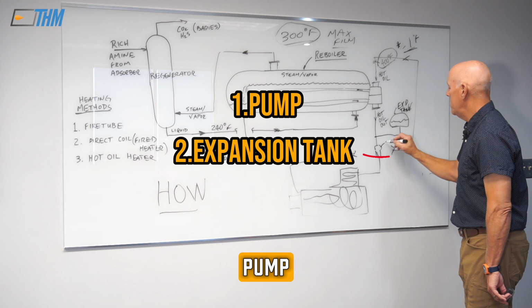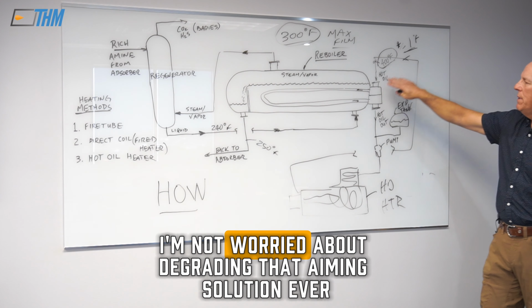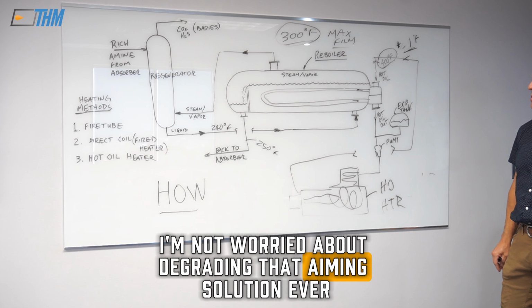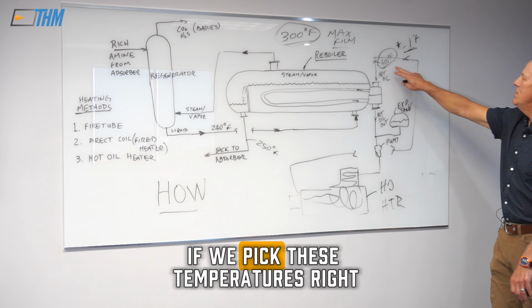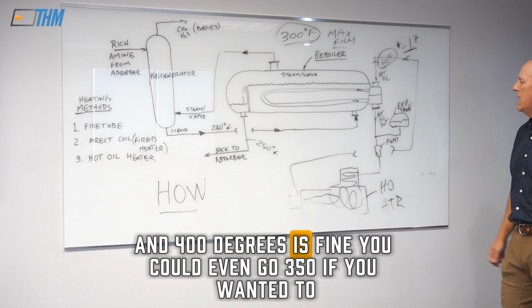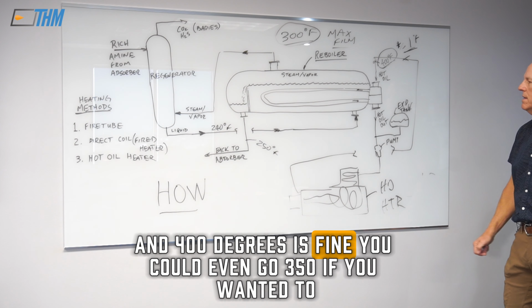I really like the process because it gently heats this. I have great control of the fluid itself. I'm not worried about degrading that amine solution ever if we pick these temperatures right, and 400 degrees is fine. You could even go 350 if you were even worried about that as well. Obviously, the higher you go here, the less heat transfer surface, the lower the actual capital costs are. There's always trade-offs, right? If you want something better, you usually have to pay more money. And isn't that the way it is in life?